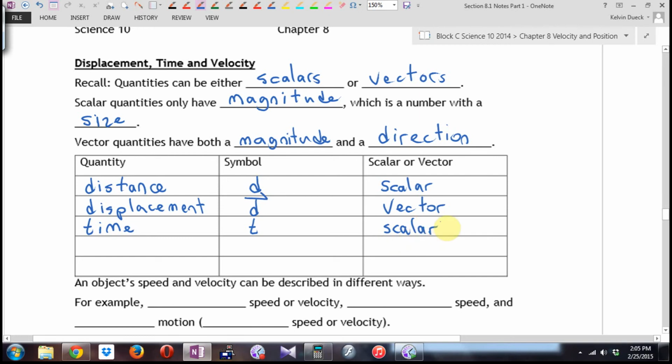And then here's the two ones. I mentioned these. We're going to be looking at these over the next couple of days. We have speed and we have velocity. I'm going to write them both, one above the other. Both of them have a symbol, lowercase v. One of these is a scalar, and one of these is a vector. Which one was a vector? Which one was a scalar? Velocity was a vector, and speed was a scalar.